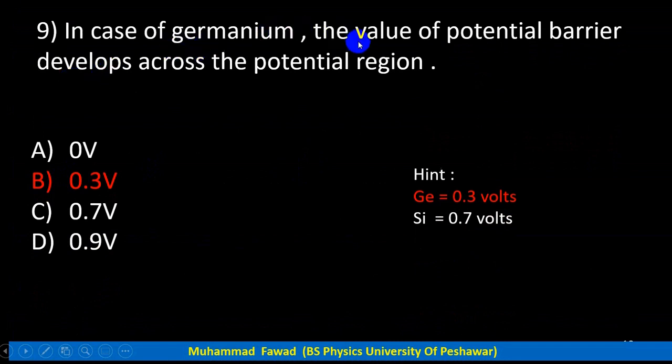In case of germanium, the value of potential barrier developed across the potential region: 0 volt, 0.3 volt, 0.7 volt, or 0.9 volt. In case of germanium, we know that the voltage required to cross the potential barrier is 0.3 volt. Therefore, here the correct option is B, which is 0.3 volt.